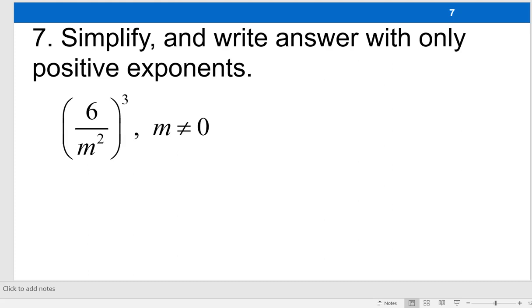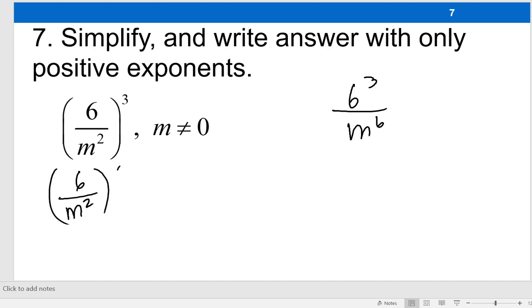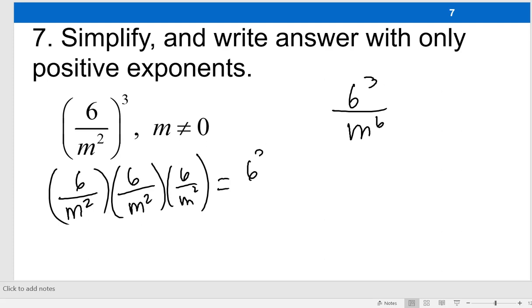6m squared to the third. I know that this is going to become 6 to the third, m to the sixth. If you're not sure, write out 6 over m squared, and that's cubed, so it's going to occur 3 times. What do we have on the top? 6 times 6 times 6, or 6 to the third, over m squared would be m to the sixth. And once again, if you have more doubt, you could write out each m and see that I only end up with 6 of them.